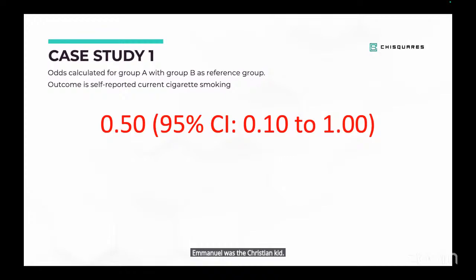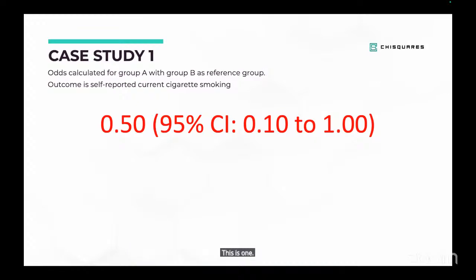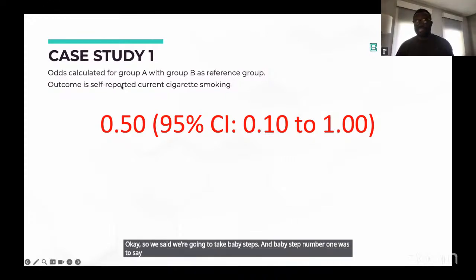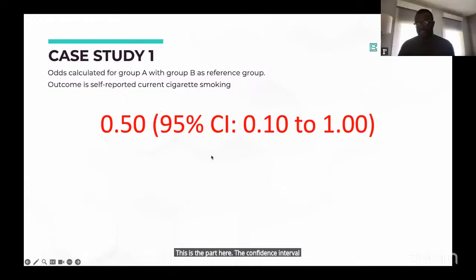Okay, you started saying that when we are looking at our confidence interval, there's a null value, which is 1, right? So I didn't quite get the interpretation when we have a null value of 1. Okay, so we say we're going to take baby steps, and baby step number 1 was to say, when you are presented with odds ratios, first thing first, look at the confidence intervals. This is the part here. The confidence interval, if it contains the null value, it means that it is not significant.